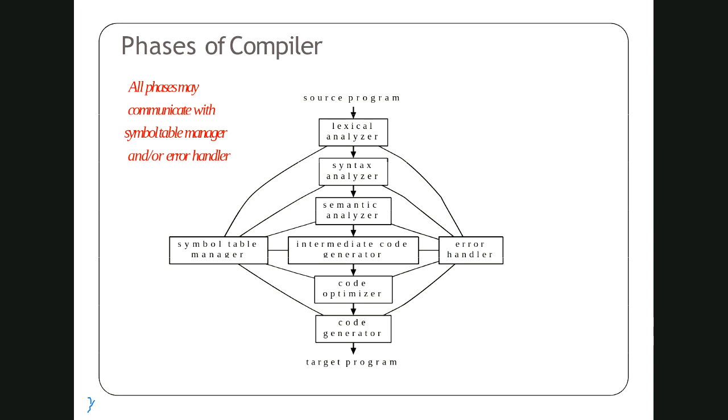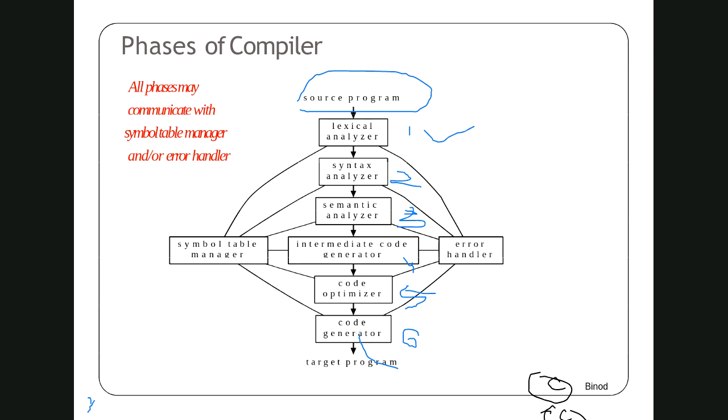So there are total 1, 2, 3, 4, 5, 6 phases of compiler, including code generation. First is your lexical analysis phase. The program is being passed into this phase, and each phase works on something, and it passes its output to the syntax analyzer. Then the syntax analyzer passes its output to the semantic analyzer, then intermediate code, code optimization, and then the target code generator, right?